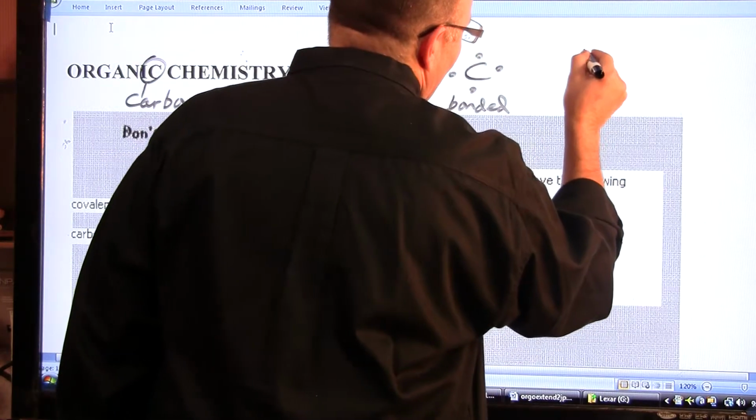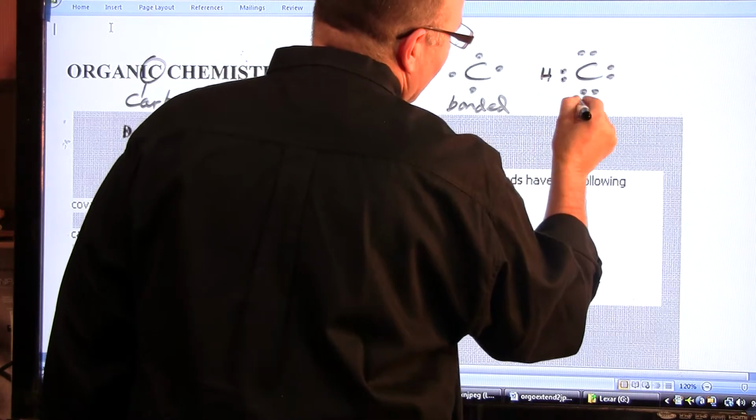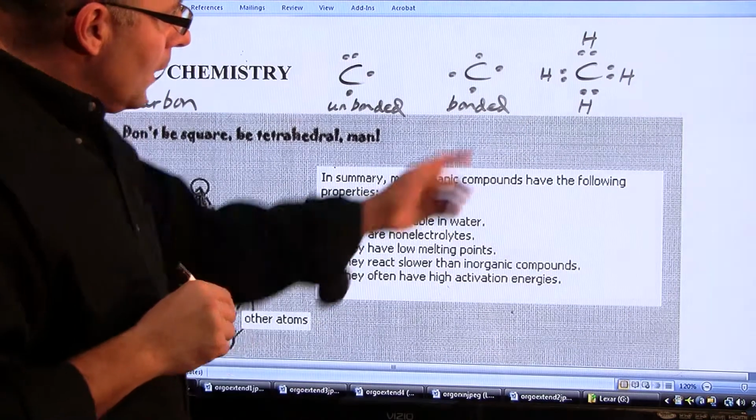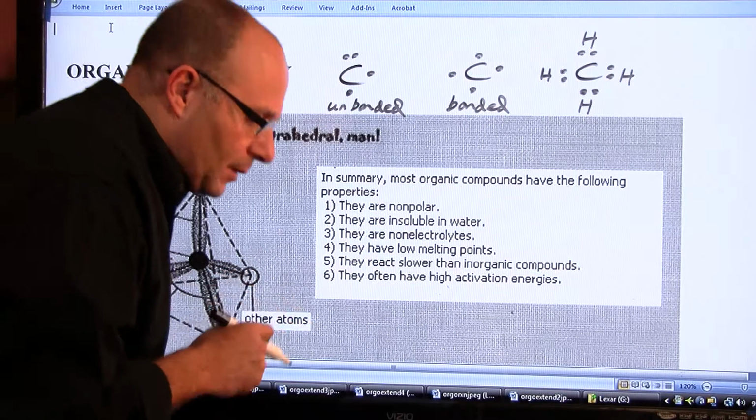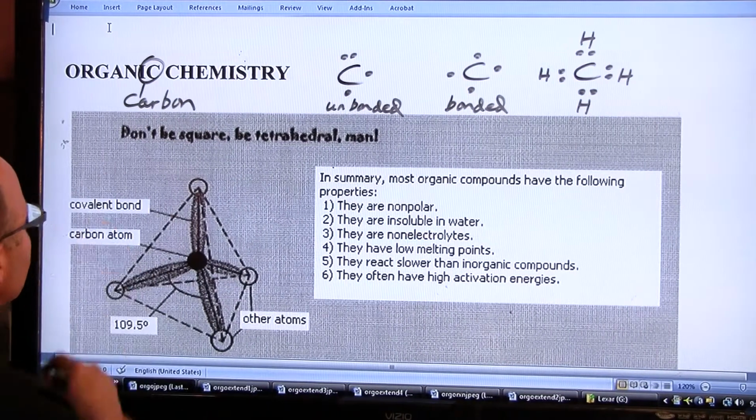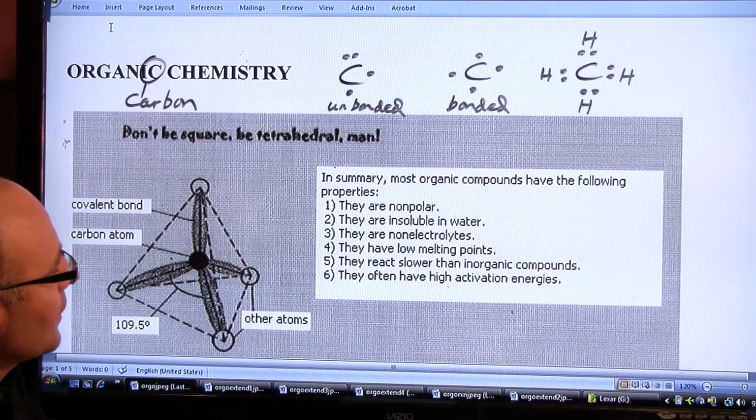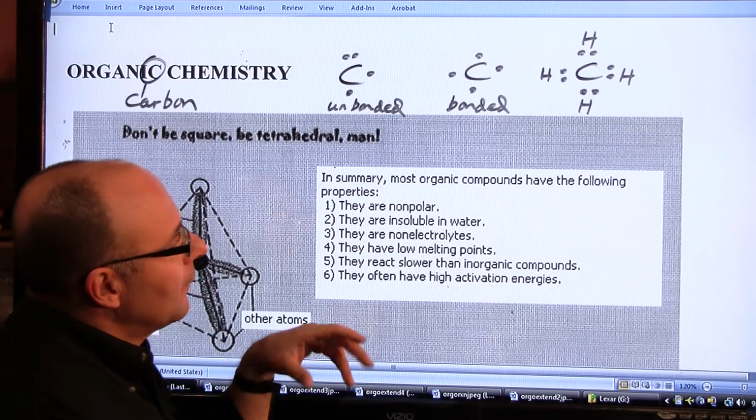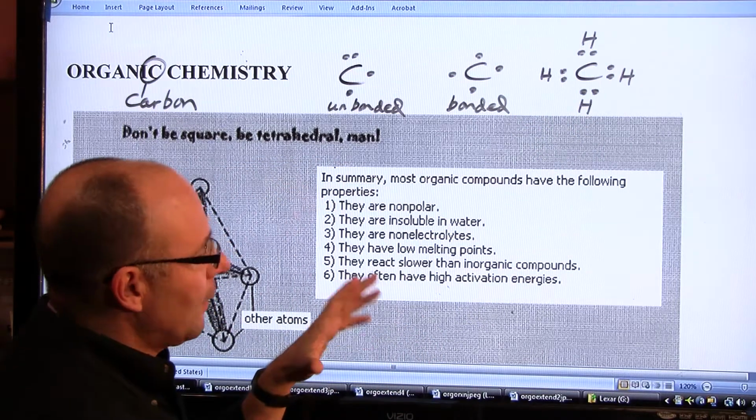In the case of CH4, if you recall, which is one of those top 6 molecules you ought to know, you have 4 single covalent bonds. You'll remember CH4 as methane, the very symmetrical molecule. It has a tetrahedral shape, and for that reason I've written here, don't be square, be tetrahedral, man. And that has to do with the fact that when you first look at this, you're thinking maybe that the hydrogens are going to arrange in this square-like pattern, giving you a flat molecule.